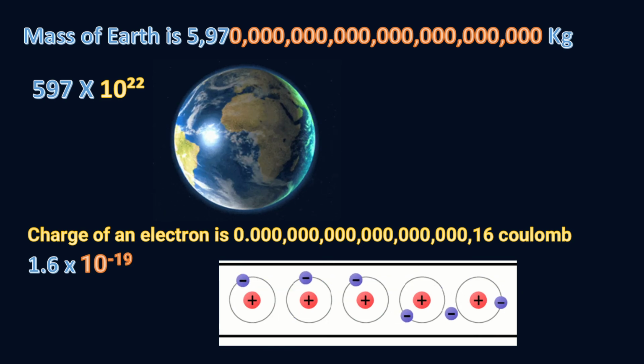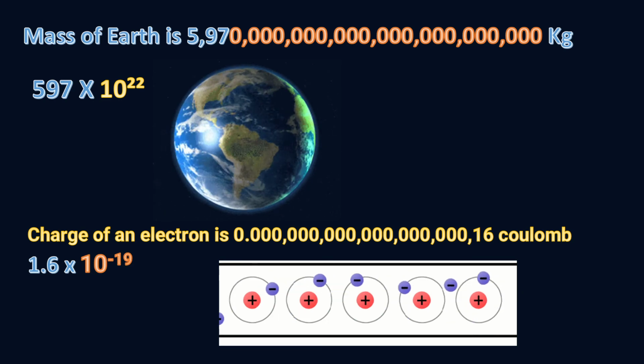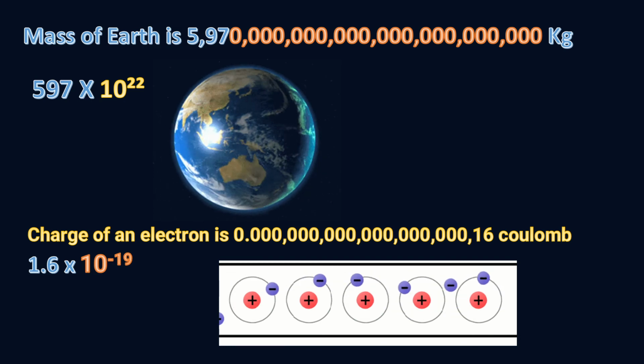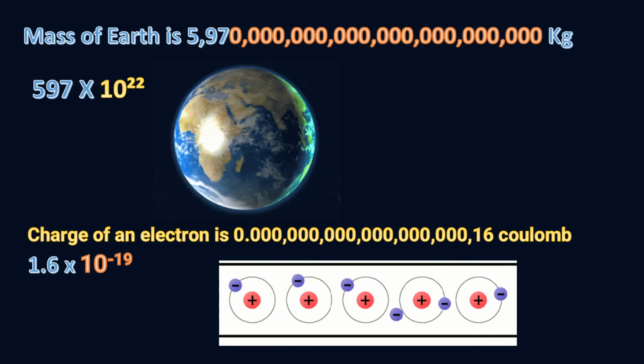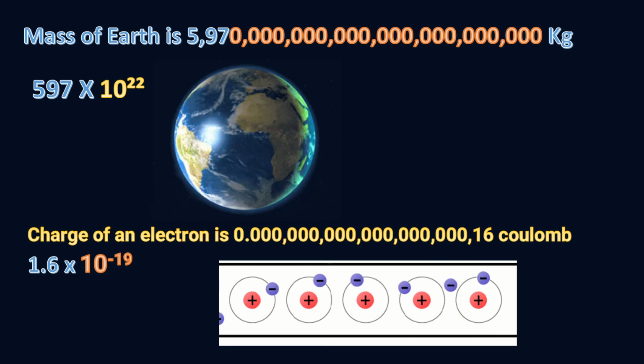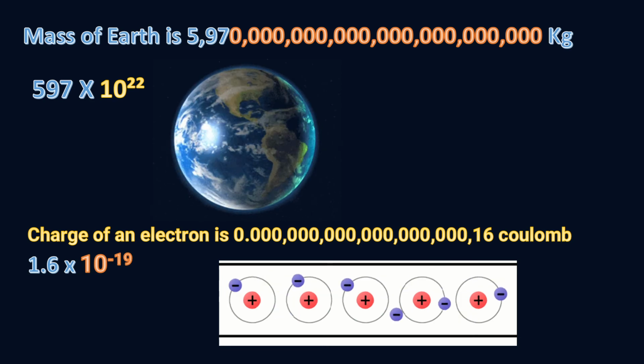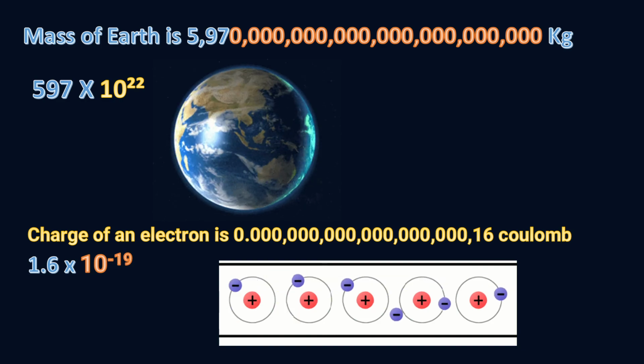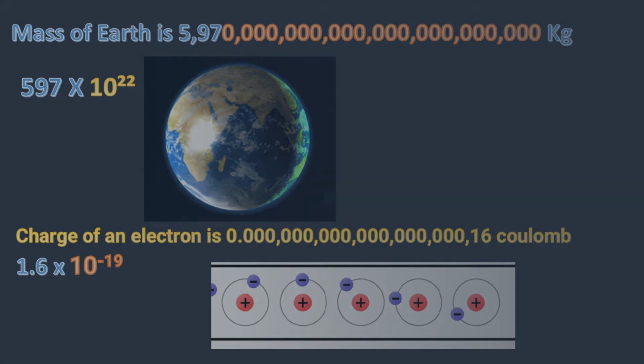Why this is 10 to the power 22 and 10 to the power minus 19, we will discuss in the next video. The lower one is scientific notation, though the upper one is not. And why we have changed and how we can convert it, we will understand in the next video. So let's see.